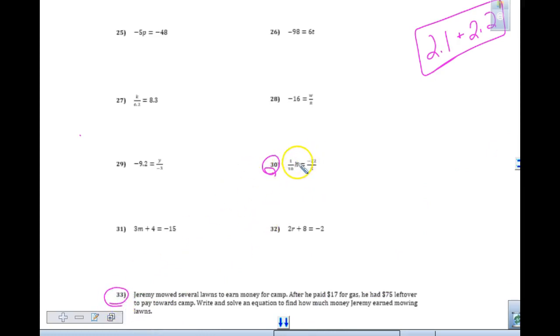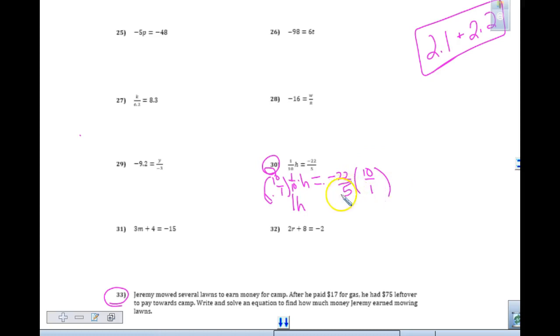So in 30, I have 1/10 times h. I want a 1 in front of h. So my goal is to get 1h. I have 1/10 times h. What can I multiply 1/10 times to get 1? I'm going to multiply it by its, Sanjay, what? 10 over 1, its reciprocal, right? So over here I had negative 22 over 5, and I'm taking that times 10 over 1.